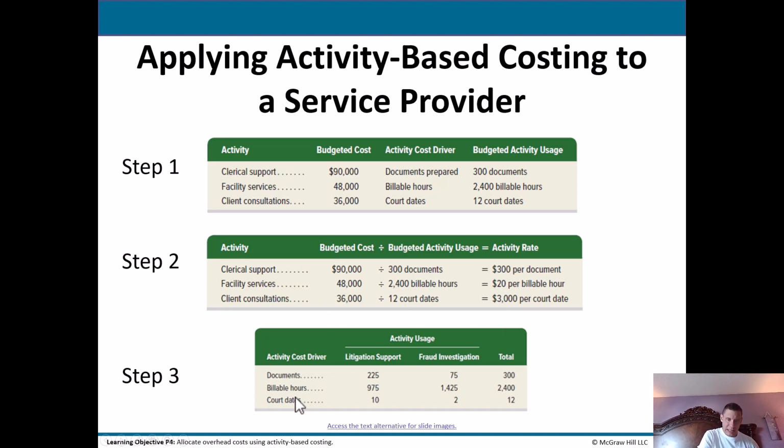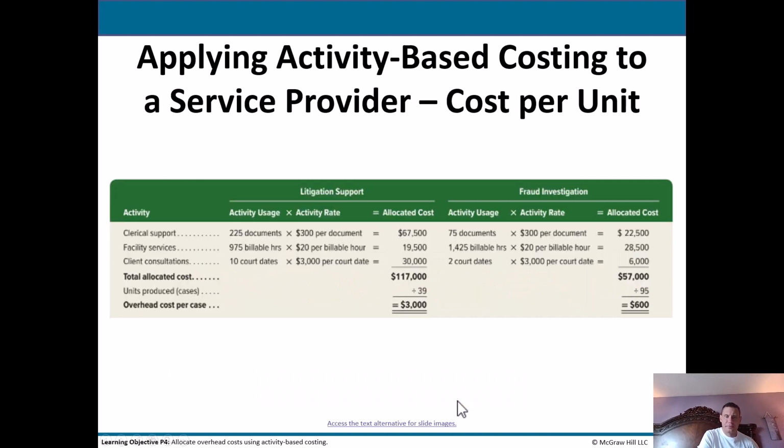And then once we get down to step 3, now we're looking at, well, what was the actual usage? So like documents, 225 and 75 for a total of 300. Remember, there were 300 documents. 2,400 billable hours in total. You can see that over here. Has that broken out between the 2 departments, litigation support and fraud investigation. So of the 2,400 hours, 975 went to litigation, 1,425 went to fraud investigation. And then for the court dates, 12, 10 for litigation support, and 2 for fraud investigation.